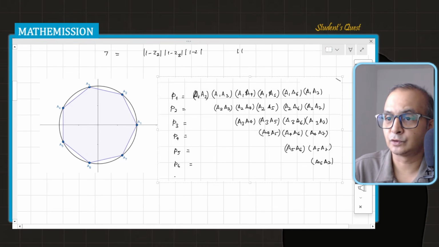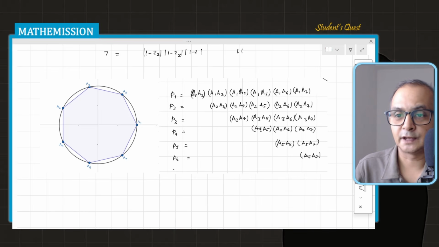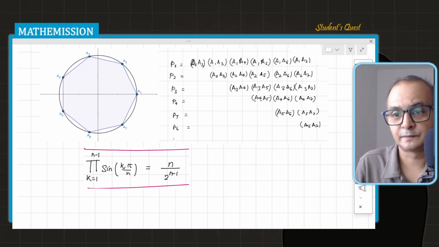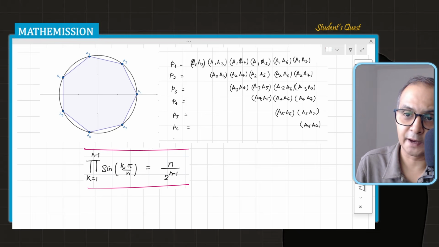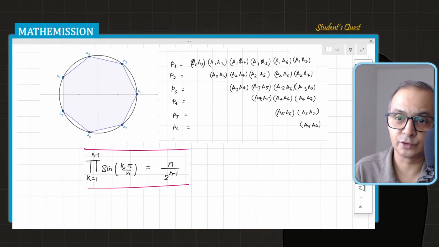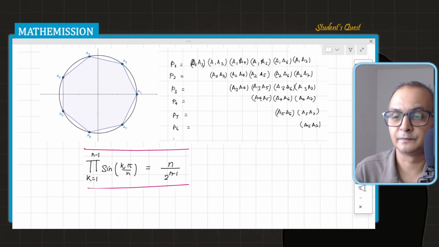For that, we have to recall one formula or result in trigonometry. What that result is: if I have the product, k goes from 1 to n minus 1, of sine of k pi by n, that result is always n by 2 to the power n minus 1. You notice what I did here. This is k goes from 1 to n minus 1, sine of k pi by n, is equal to n by 2 to the power n minus 1.